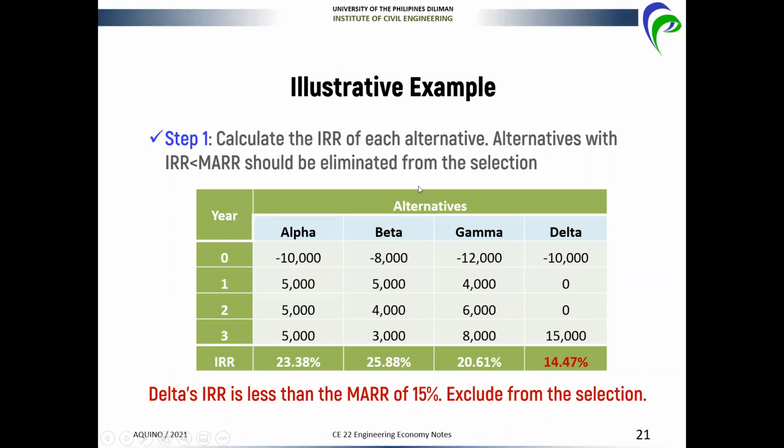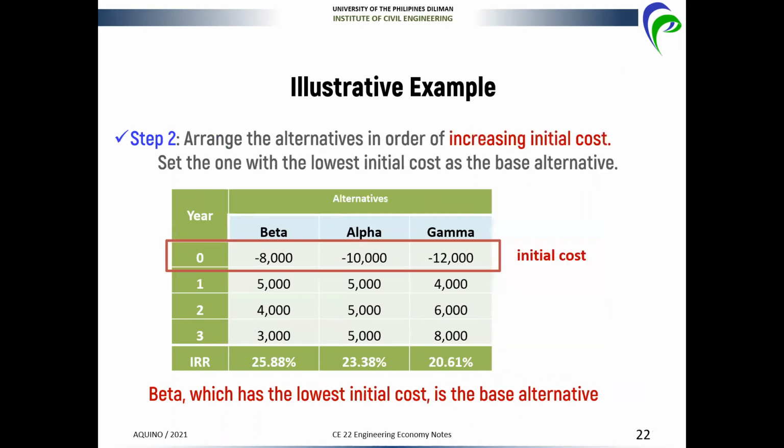Anong next step natin? The next step is to arrange your alternatives from the cheapest to the most expensive in terms of the investment cost, in terms of the initial cost. So kapag in-arrange natin sila, beta would be the least expensive, followed by alpha, and the most expensive would be gamma. Now, the alternative with the least initial cost, we accept that as our base alternative. Okay, so in this example's case, that will be beta.